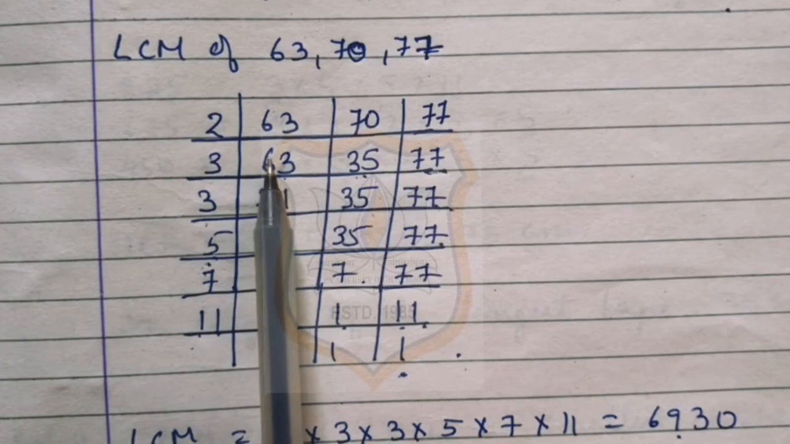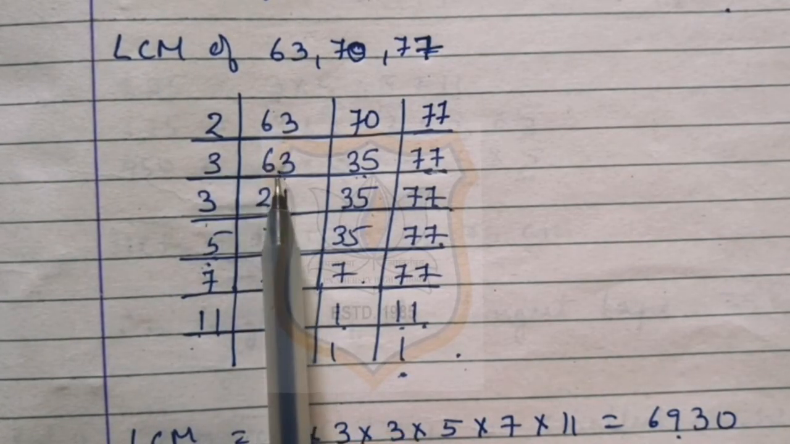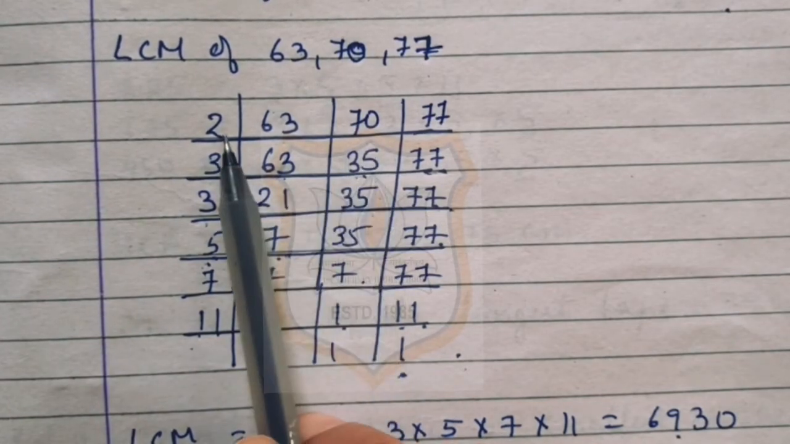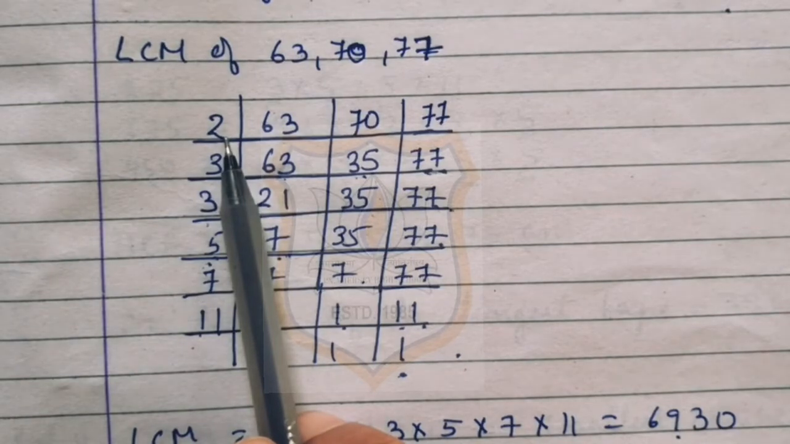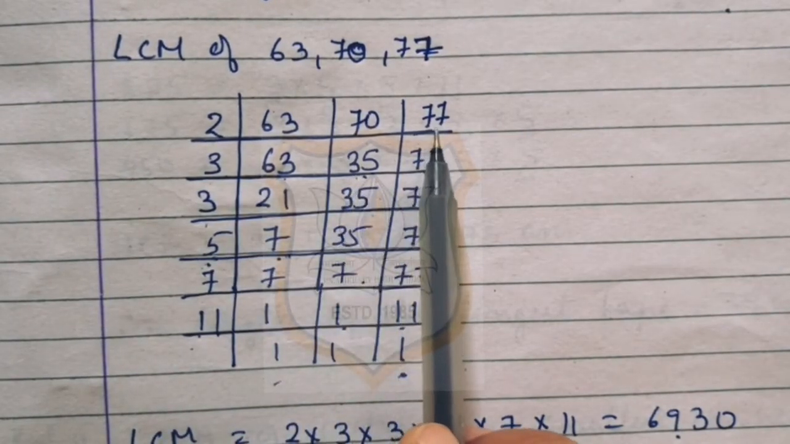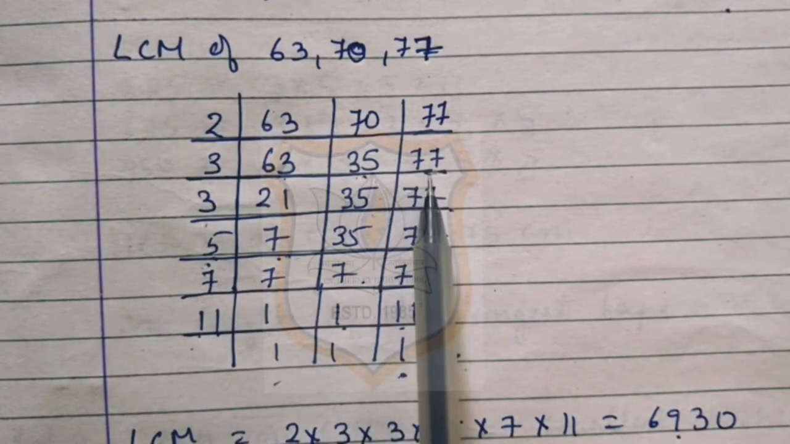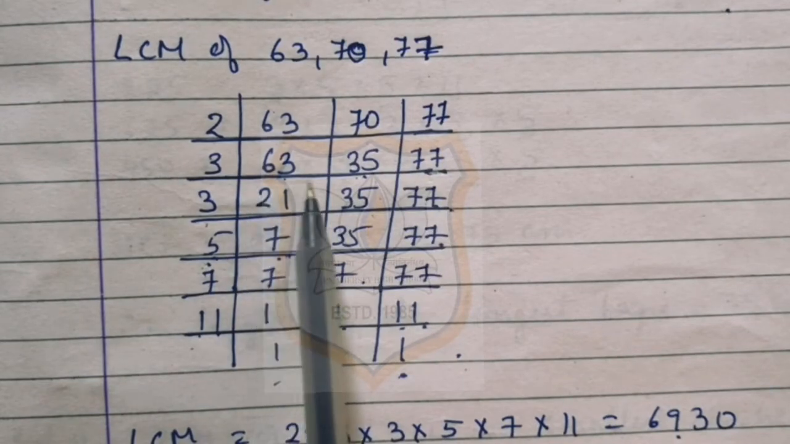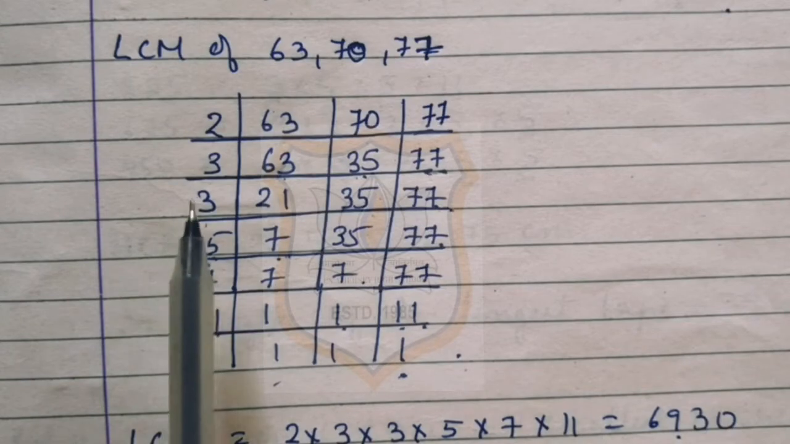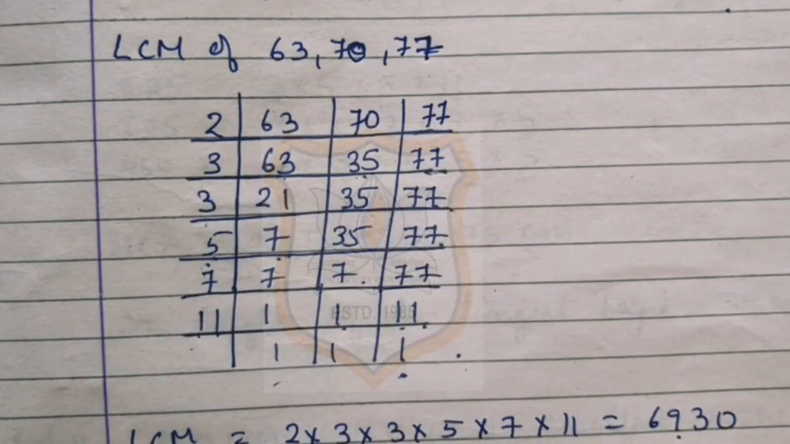First we will divide 63 by 2. Here you can see that 63 is not divisible by 2, so we will write 63 as it is. Now we will divide 70 by 2. By dividing 70 by 2 we will get 35 as quotient, and 77 is not divisible by 2, so we will write 77 as it is. Now again we have to divide these 3 numbers by a common prime factor. Here the unit digits are 3, 5 and 7, so the numbers can't be divisible by 2.